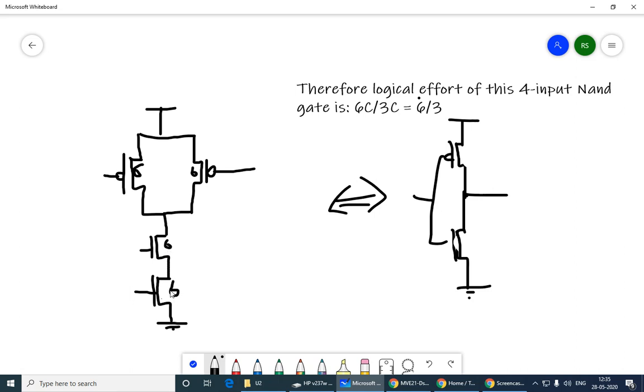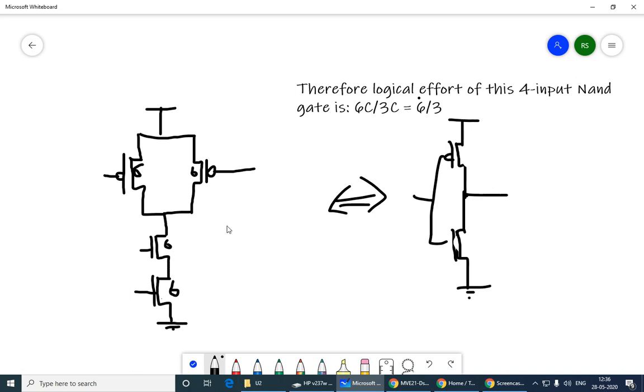If you calculate the equivalent resistance, the pull up and pull down networks will be the same. What is the resistance of this particular transistor? Unit resistance is 2R, divided by 6, so R by 3. Here I will get R by 6 for this plus R by 6, so R by 3. And this is a valid gate.